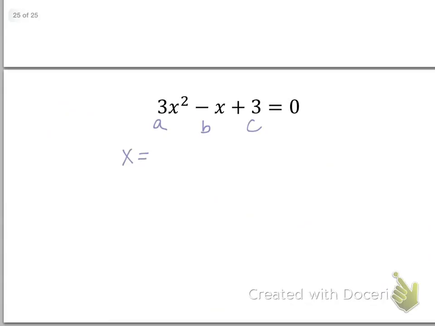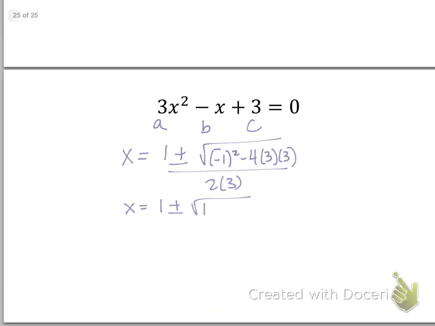So I got x equals negative b. Well, if it's already negative, then I have to put it in as positive, plus or minus my b squared minus 4 times a times c all over 2 times a. So x equals 1 plus or minus the square root of 1 minus 4 times 3 is 12. 12 times 3 is 36. 2 times 3 on the bottom is 6. x is equal to 1 plus or minus the square root of negative 35 over 6.